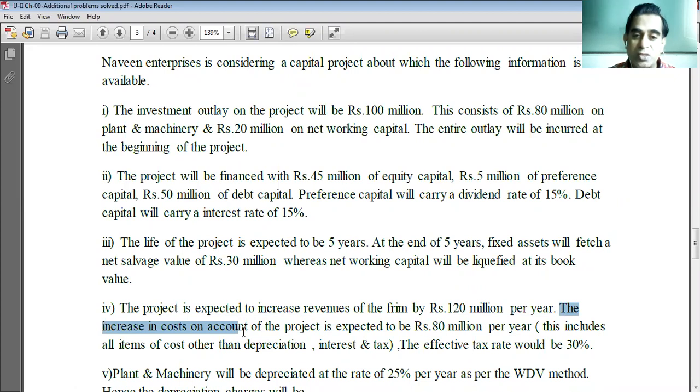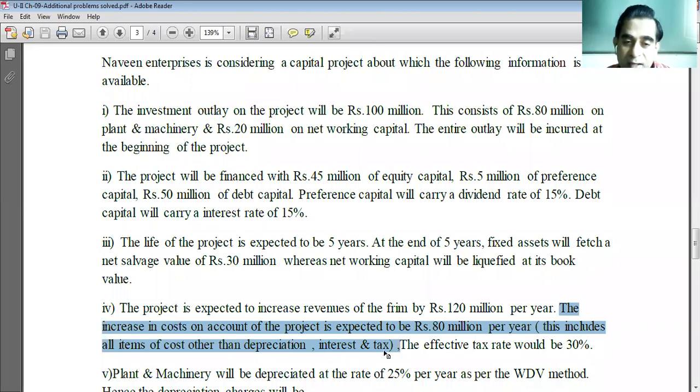The increase in costs on account of the project is expected to be 80 million rupees per year, which includes all the items of cost other than depreciation, interest, and tax. Okay, so 80 million rupees, the cost per year on account of this new project. And it is mentioned this includes all items of cost other than depreciation, interest, and tax. See, I was talking about reading the English sentence and trying to understand what it says.